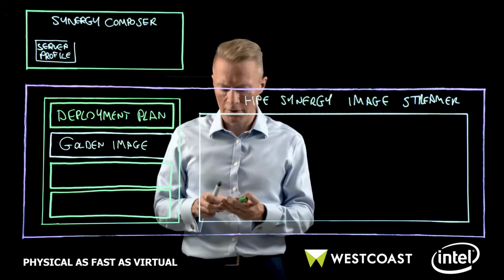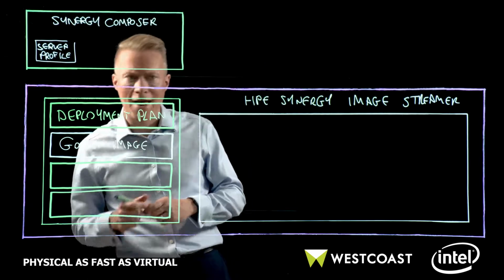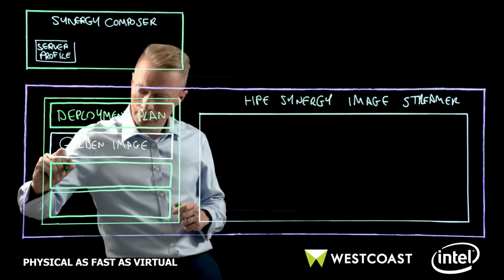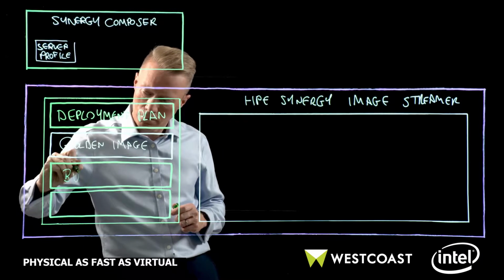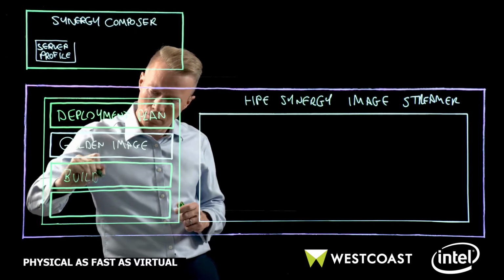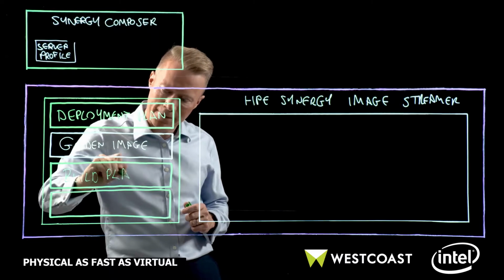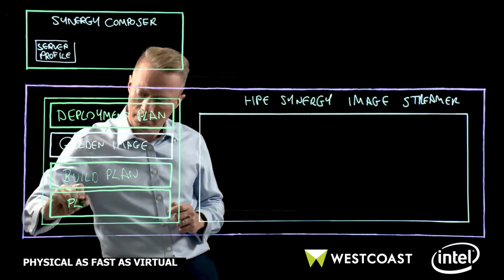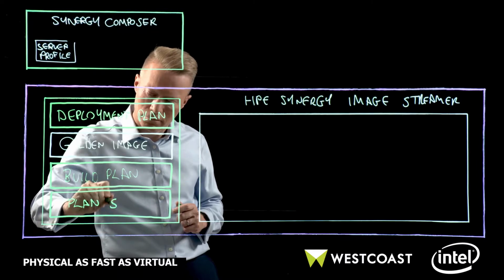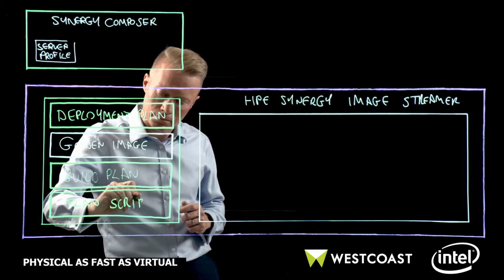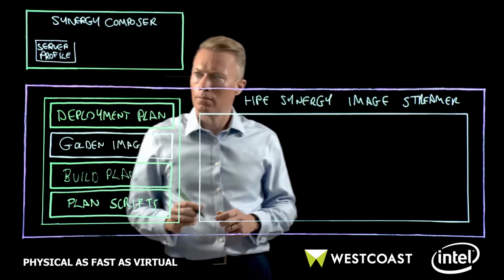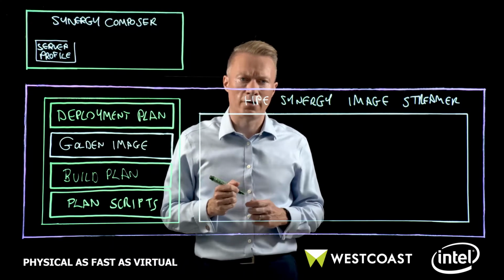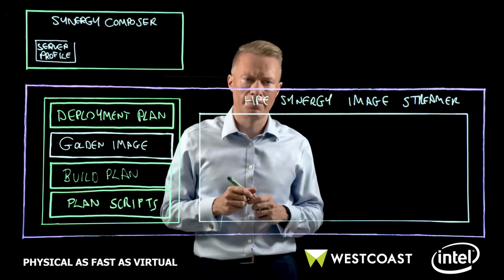Then below the golden image, you then have a build plan. And that build plan has associated plan scripts. So let's just work through how you'd go around creating and booting a server using this method.